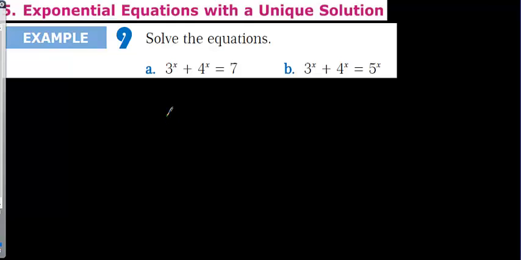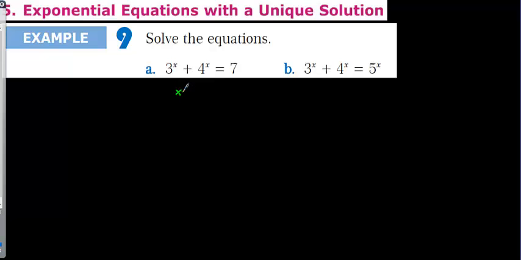Now we are going to have exponential equations with unique solutions. And for the unique solutions, we don't have a specific method. Bases are different, as you see here, and the operation between them is not multiplication. If it is multiplication, then we have some solution methods for that one. But for these kinds of questions, we don't have a solution method. The only method we are going to use is the trial method.